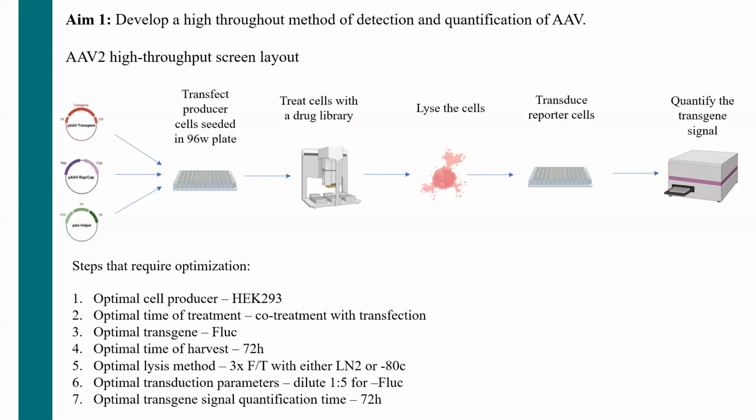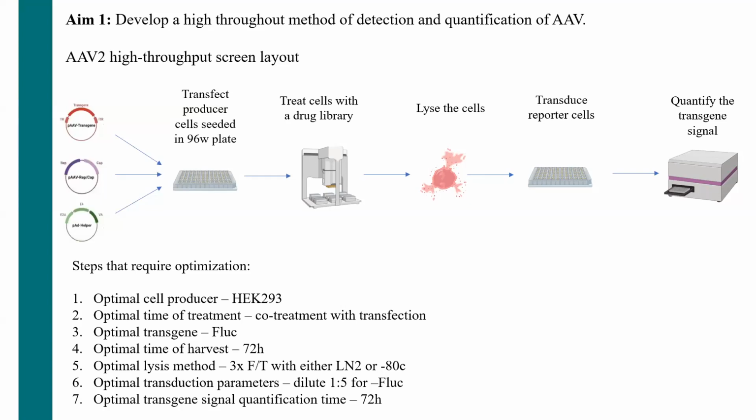First one is the optimal cell producer. So which cell gives us the best amount of AAV? It was HEK293. When's the best time to treat with the drugs? You can do co-treatment, you can do pre-treatment, or post-treatment, and turns out the co-treatment was the best.